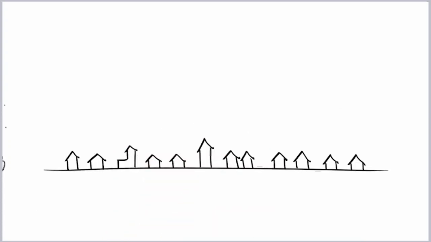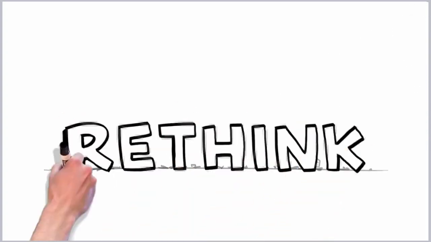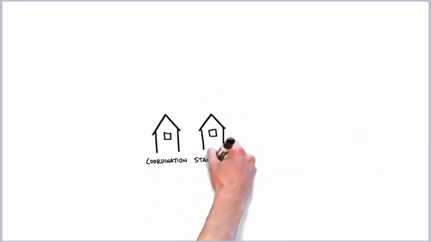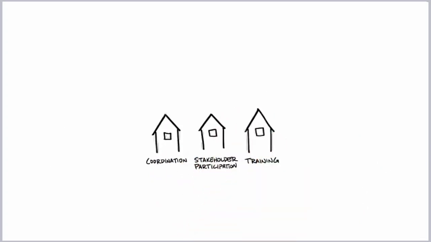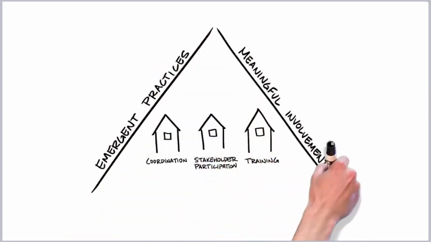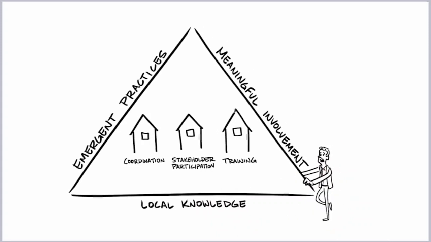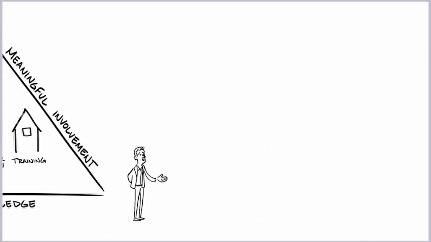So the big lesson from our research is that we can develop resilient and sustainable infrastructure systems if we're willing to rethink some of the conventional wisdom around coordination, stakeholder participation, and training, focusing more on emergent practices, meaningful involvement, and local knowledge.